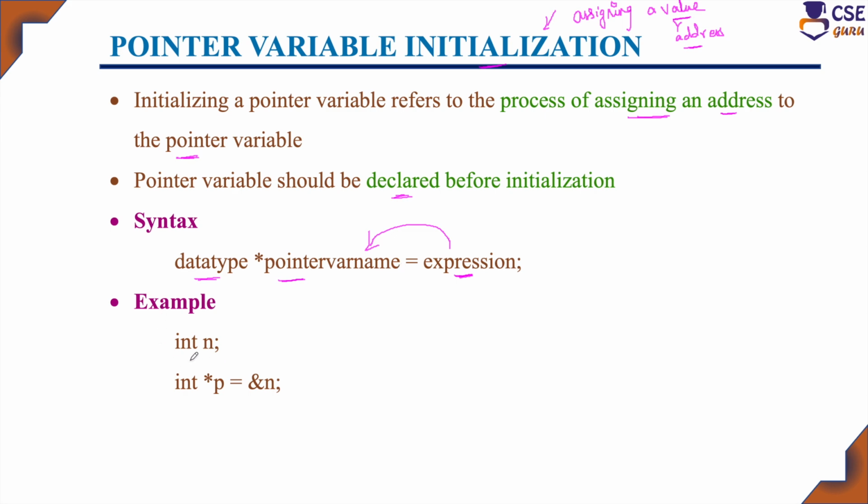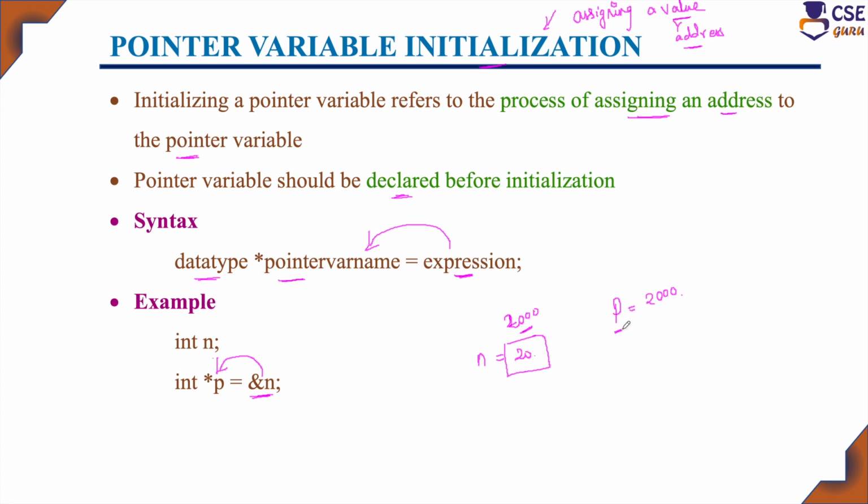For example, here if you are considering int n and int *p = &n, the address of n will be stored in this pointer variable p. If I declare n = 20, the value is 20 and it will be stored in some memory location, say 2000. This is the address of this variable's location. Now if you refer to the pointer variable, 2000 will be stored.